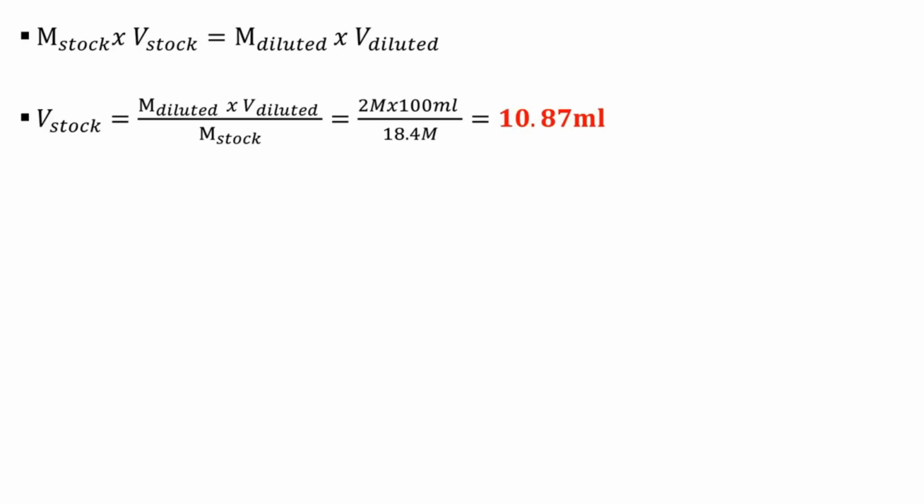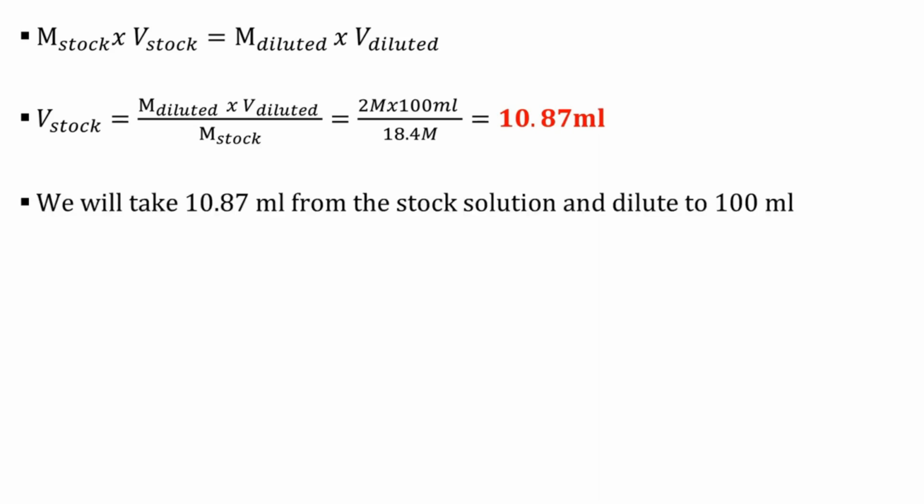By rearranging the terms in the equation, you get the volume of stock solution equal to 2 times 100 dividing with 18.4, which is equal to 10.87 milliliters. So we need to pipette out 10.87 milliliters from the stock solution and dilute it to 100 milliliters using distilled water. But remember, we are having the acid. We need to be careful when diluting the acid, because we cannot add water immediately to the acid, but you can add the acid to the water. So you need to be careful when diluting concentrated sulfuric acid and other acid solutions.